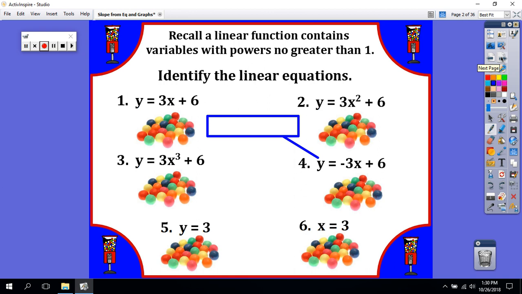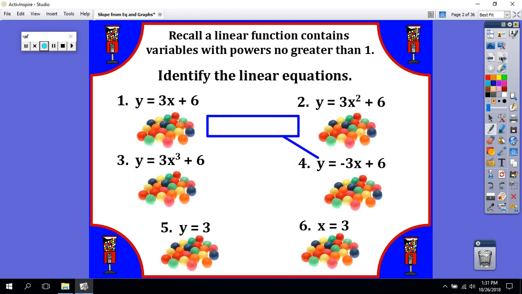Let's start by looking at the types of equations that we're going to be learning in today's lesson. We are only going to be looking at linear equations. Linear equations are equations that make straight lines. We will not be looking at other types of equations that make curved lines, or parabolas or cubics or anything like that.